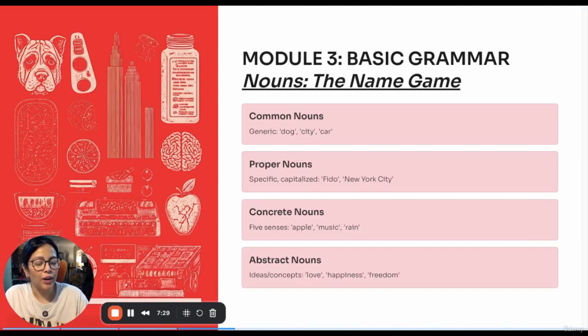Then the final one would be abstract noun. Now, the term abstract is used generally for ideas or concepts which physically do not exist but are present in your head. So a few of the abstract nouns could be love, happiness, childhood, freedom. You cannot actually touch and feel them. For example, I can touch this mug, but I cannot touch happiness.